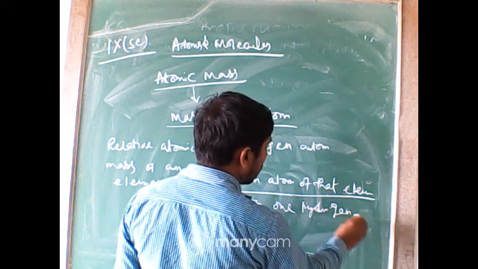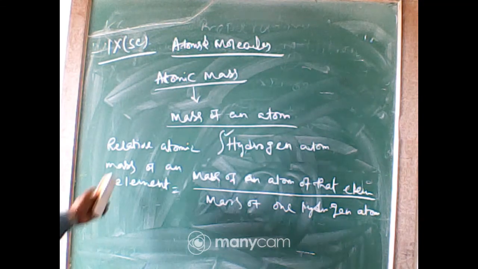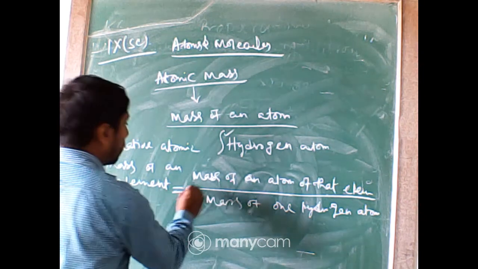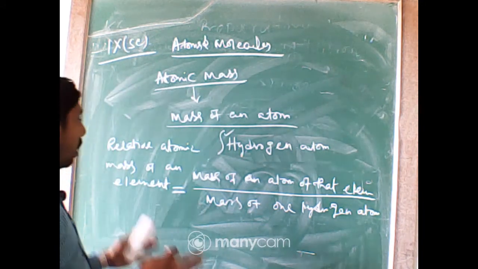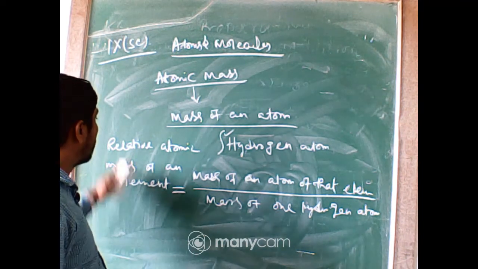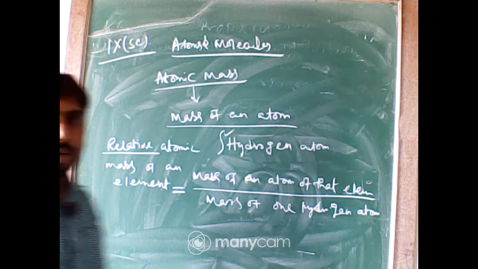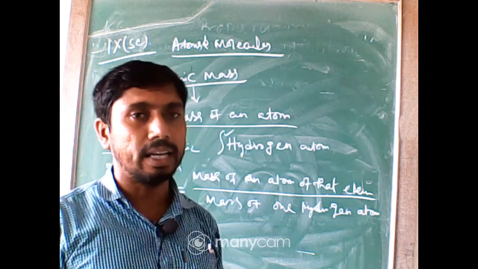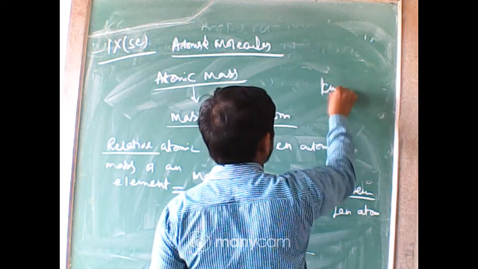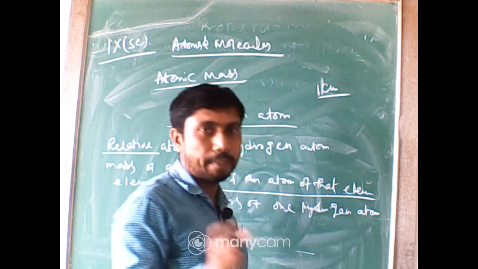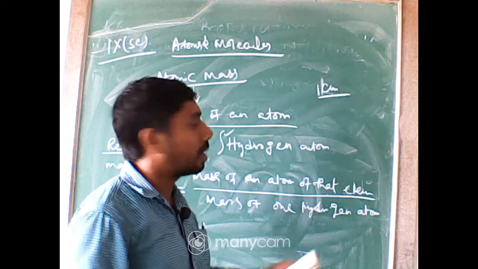So this is one reference. The relative atomic mass of an element is equal to the mass of an atom of that element divided by the mass of one hydrogen atom. It is the mathematical expression of the relative atomic mass of an atom. Now, why is this called relative? One example: take the example of 10 centimeter. Here the centimeter is the reference. We know 1 centimeter has a definite length. When it is compared with it 10 times, it becomes 10 centimeter.